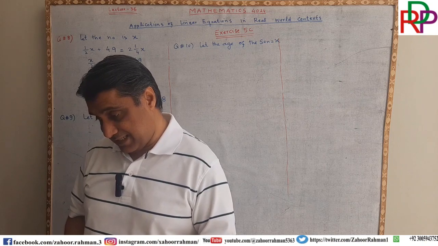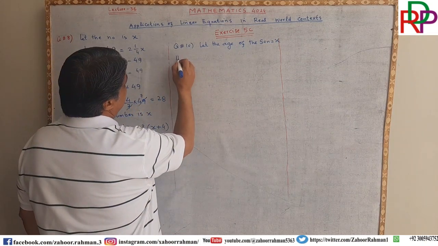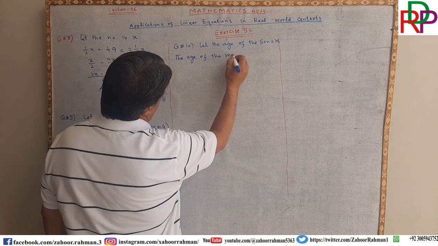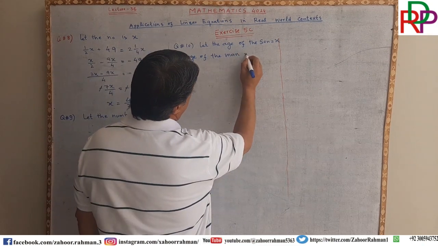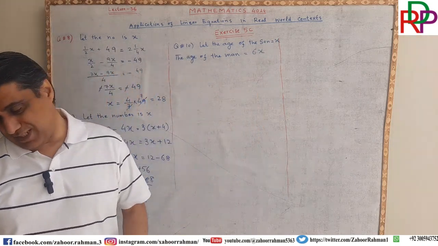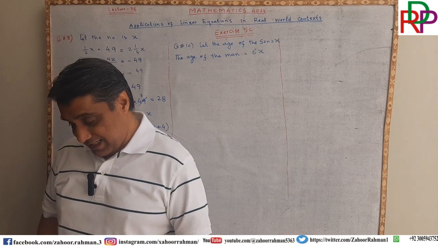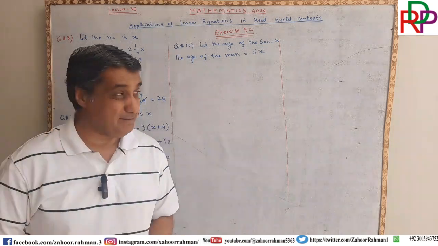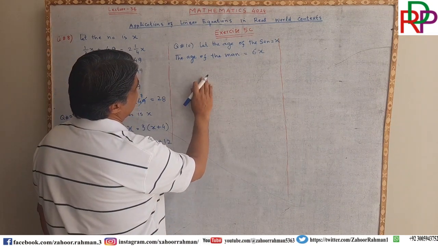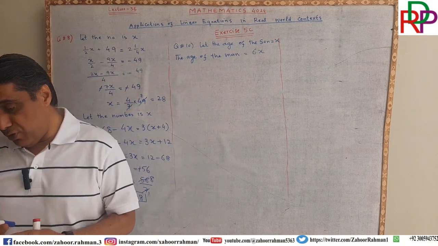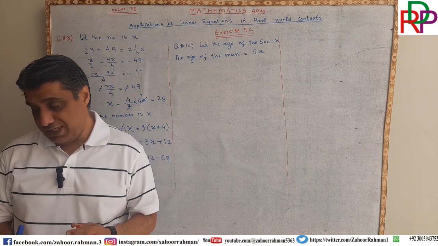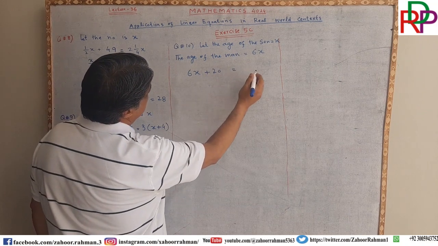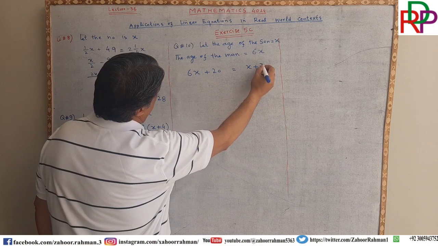A man is 6 times, so it means the age of the man is equal to 6x, because they are saying that a man is 6 times as old as his son. 20 years later, so we have to add 20 to both sides, because they are saying 20 years later. So 6x plus 20 is equal to x plus 20.